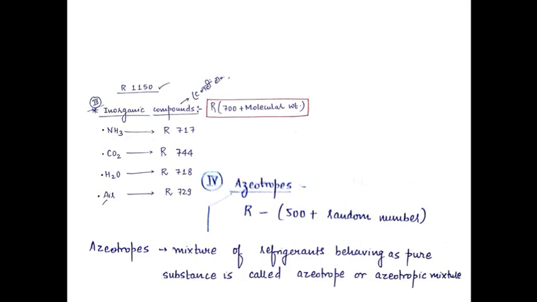Okay, so write down the definition. Azeotrope: it is a mixture of refrigerants behaving as a pure substance, called an azeotropic mixture refrigerant. Generally it is a mixture of two or more than two refrigerants.